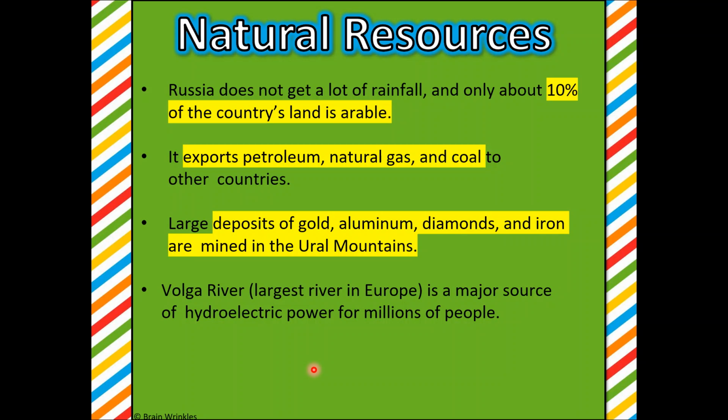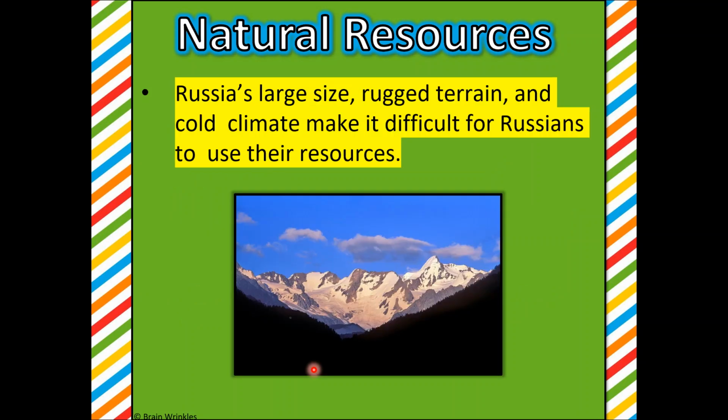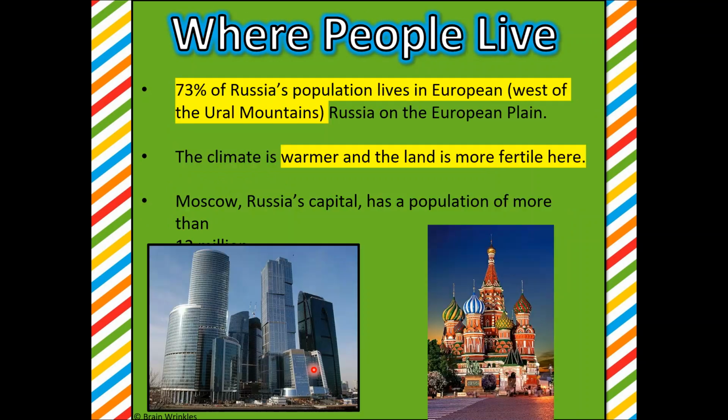They get gold, aluminum, diamond, iron, coal, natural gas, and things like this. And of course, we talked about Russia, 90% of the land being almost frozen, permafrost, not being arable. Russia's size, rugged terrain, and cold climate make it very difficult for Russians to use their resources. So, to use their resources, first of all, people live in a city.